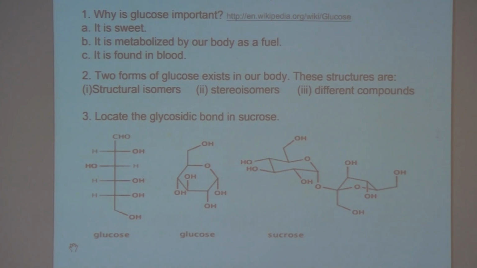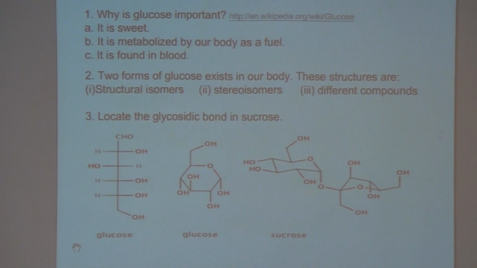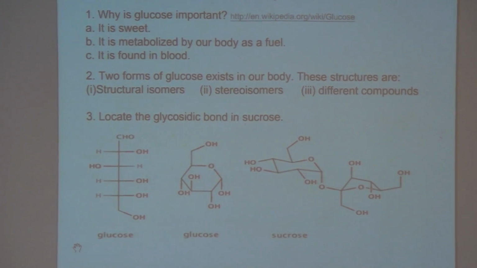Okay, so remember, what's the definition of a structural isomer? Okay, so the same chemical formula but different connectivity, like Yolanda said. What's the definition of a stereoisomer? Yeah, so same chemical formula, same connectivity, but different orientation in space, like John said. And what about a different compound? Yes, a different chemical.